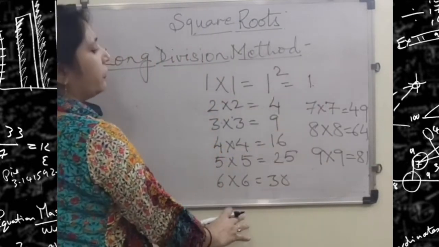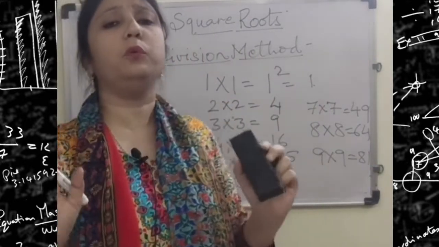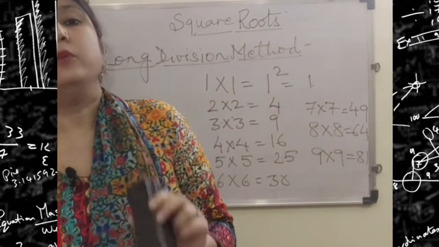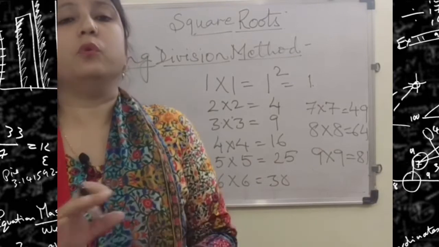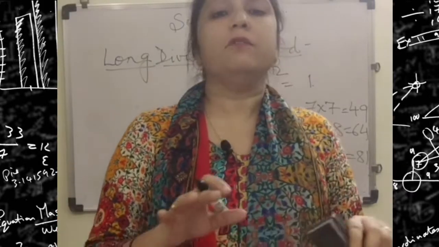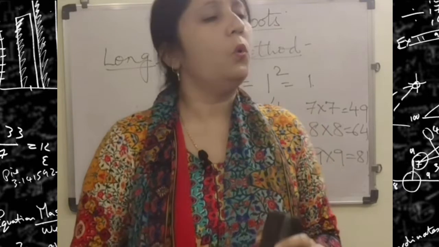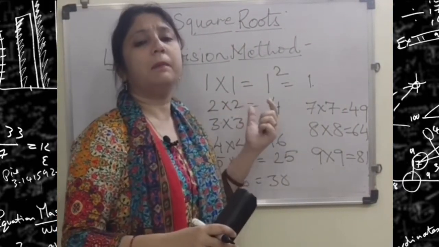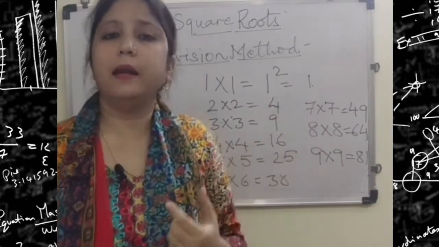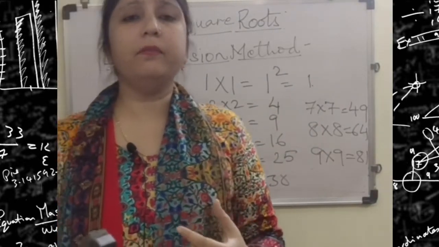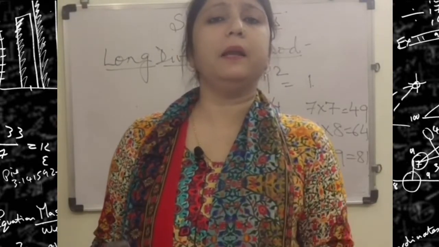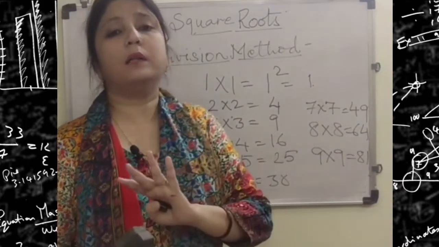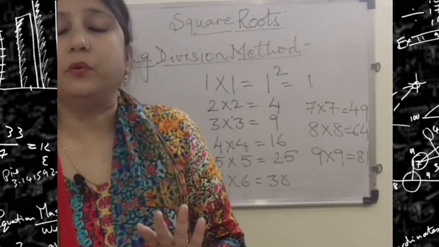Only these parts of table we are going to use in long division method, nothing else. You cannot use 2 3s are 6, you cannot use 4 3s are 12, 5 4s are 20, no. Only these tables where we have a number multiplied by itself. Apart from these, no other parts of tables can be used.